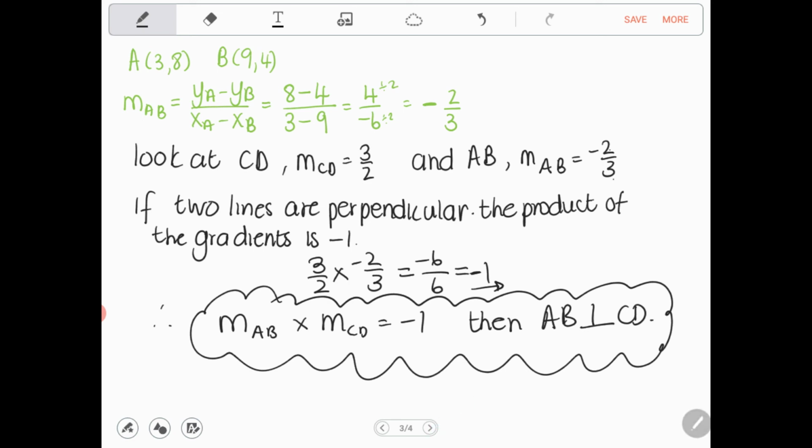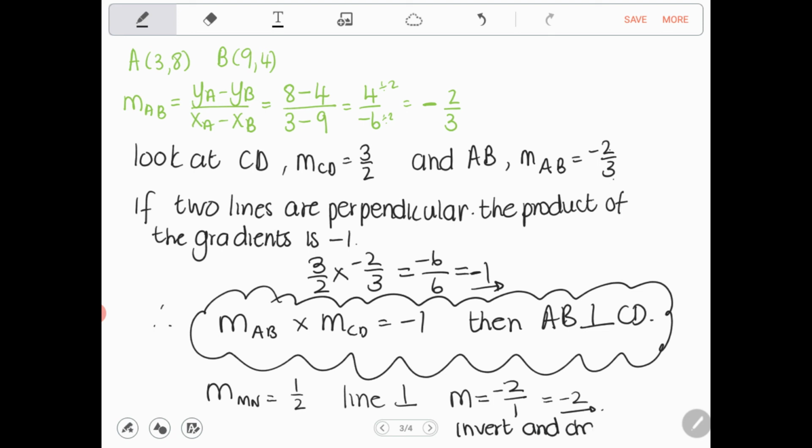Okay, so also what we could do is if I said to you, this line here, say MN, has a gradient of 1/2, the line perpendicular to that one would have a gradient of, well, we'd have to flip it upside down and change its sign. So that would have a gradient of -2. So we invert and change sign for a perpendicular line.